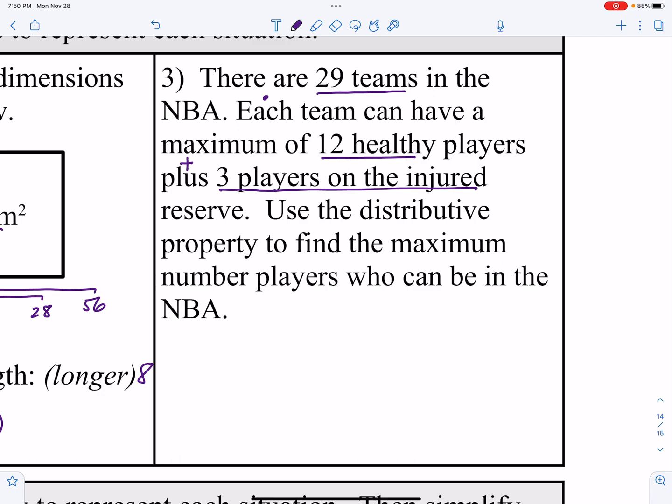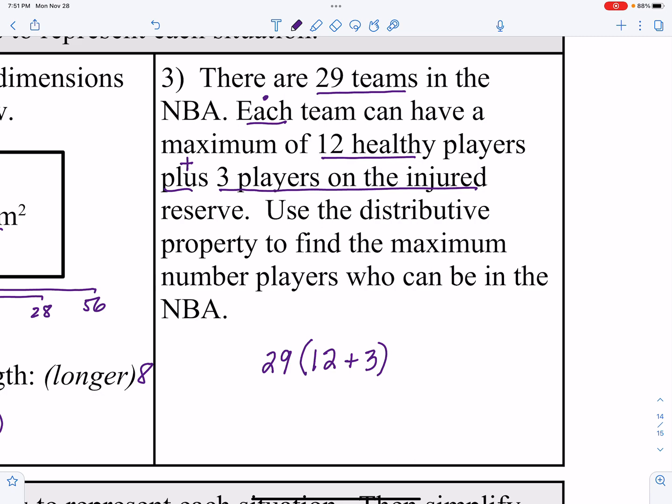So remember, our trick with this is thinking, okay, so first of all, I do notice some operation hints here, each and plus. I want to think, on one team, what is my expression? So on one team, I can have 12 healthy players plus 3 players on the injured list. So I'm going to put that in parentheses because that's one team. There's not one team, there's 29 teams. So I would multiply that situation by 29. This is how I would set up an expression that is written using the distributive property.